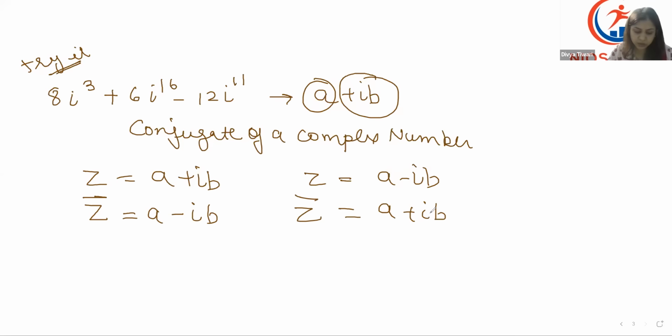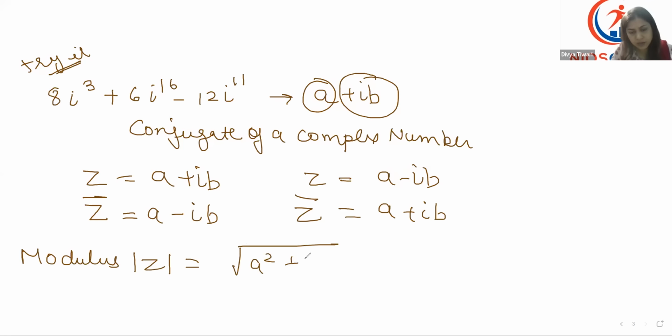Now the next thing that comes into the topic is to find out the modulus. How do we find out the modulus? Modulus of z is equal to the square root of a square plus b square. That is, the coefficient of the real part and the coefficient of the imaginary part: you have to square them and just take their square root. Then you will get the modulus of the given complex number. Why are we finding the modulus? Because we will be requiring it in various other questions.